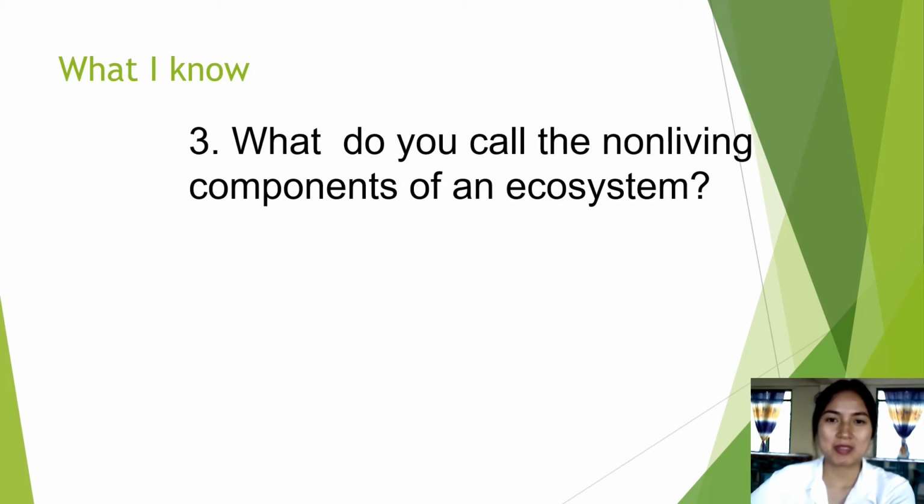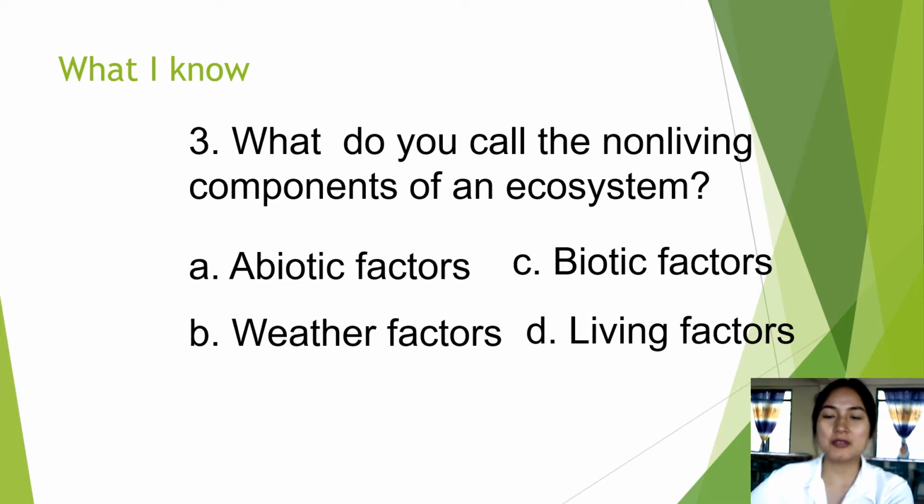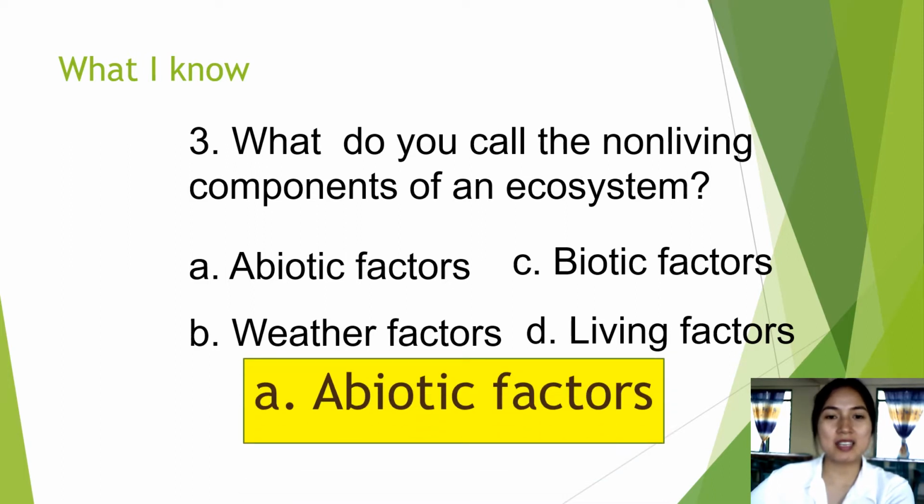Number 3, what do you call the non-living components of an ecosystem? A. Abiotic factors, B. Weather factors, C. Biotic factors, D. Living factors. What's your answer? If your answer is letter A, abiotic factors, then you are correct. Very good.